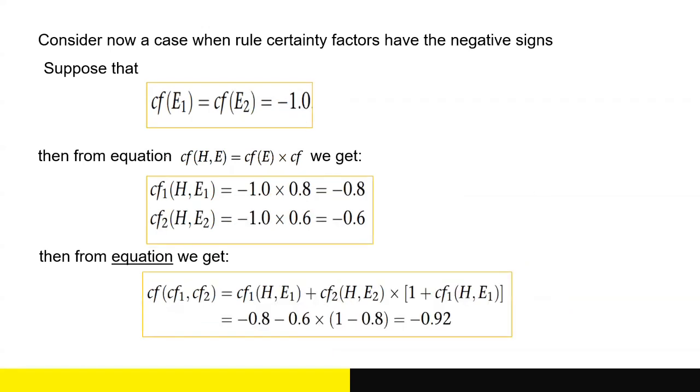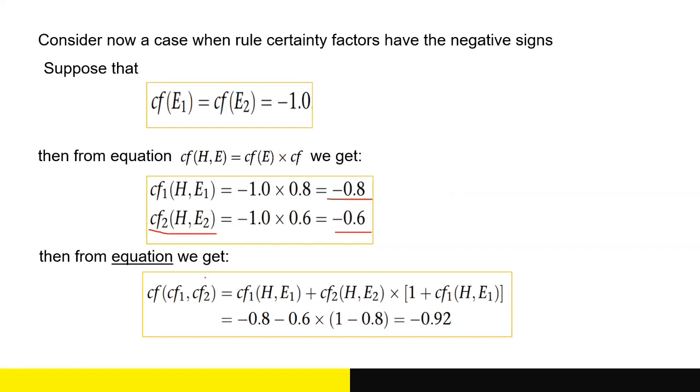So, we'll consider now a case when rule certainty factors have negative signs. Parehang negative signs yung dalawang evidences. Then, from the equation, certainty factor of hypothesis given evidence is equal to certainty factor of evidence multiplied by certainty factor we get. So, certainty factor 1 of hypothesis given evidence is negative 0.8, and the certainty factor of hypothesis given evidence 2 is 0.6.